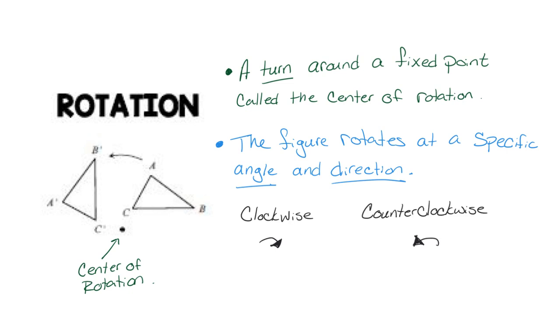Okay, two different directions you might see. We have clockwise, which is going to go around this direction. To help you remember that, create a clock. So we have 12, 1, 2, 3, and as the hand moves, it moves in this direction. Okay, so like the clock.